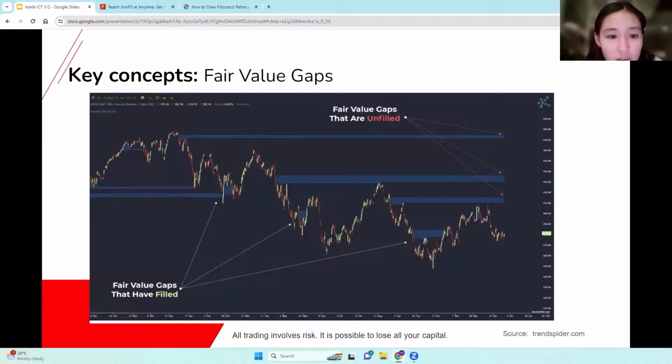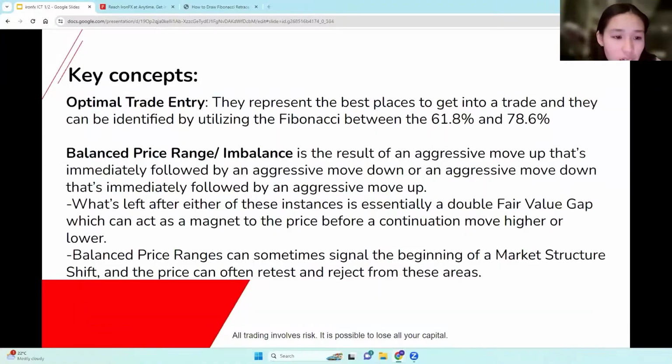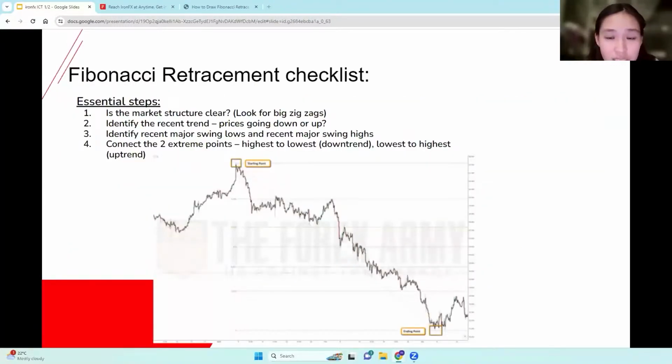I'll show you guys on TradingView, there is an indicator that helps you to find FVGs. It's probably the easiest way to spot those, but I'll show you in a little bit. I was talking about optimal trade entry. The link that I've popped into the chat goes through the fundamentals of how to draw a Fibonacci, which I'll briefly go through here as well.